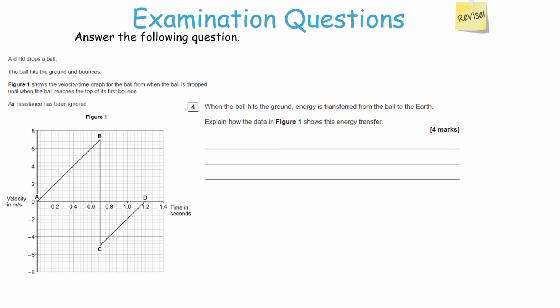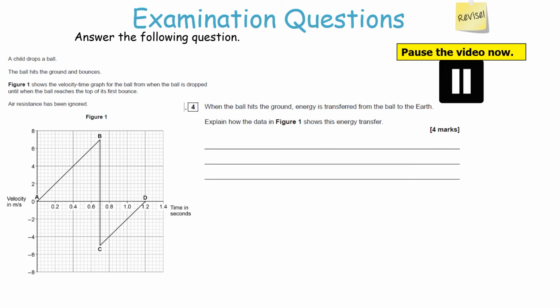Next question. A child drops a ball. The ball hits the ground and bounces. Figure 1 shows the velocity time graph for the ball from when the ball is dropped until the ball hits the top of its first bounce. Air resistance has been ignored. When the ball hits the ground, energy is transferred from the ball to the earth. Explain how the data in figure 1 shows this energy transfer. So pause the video now, then unpause the video when you want to go through the answers.